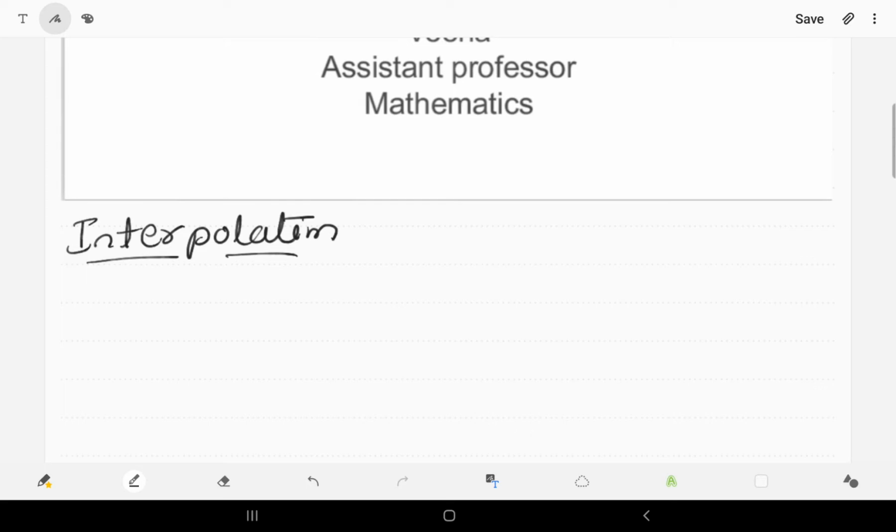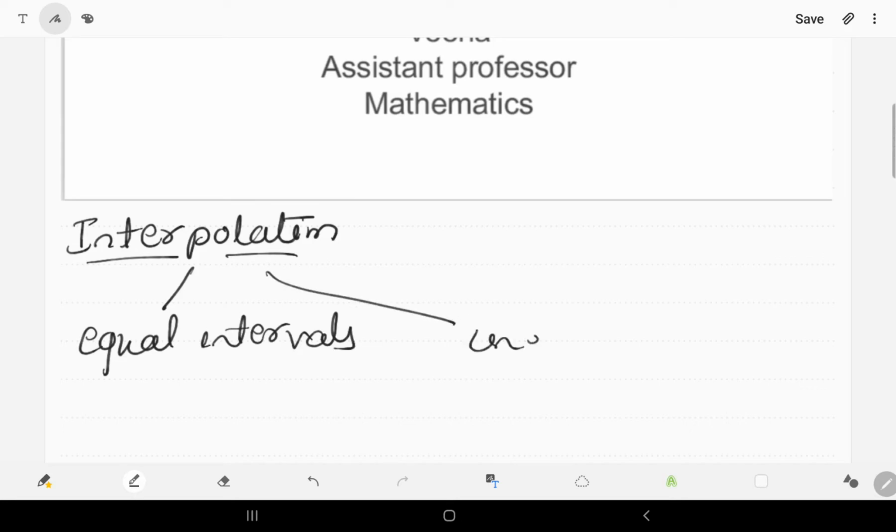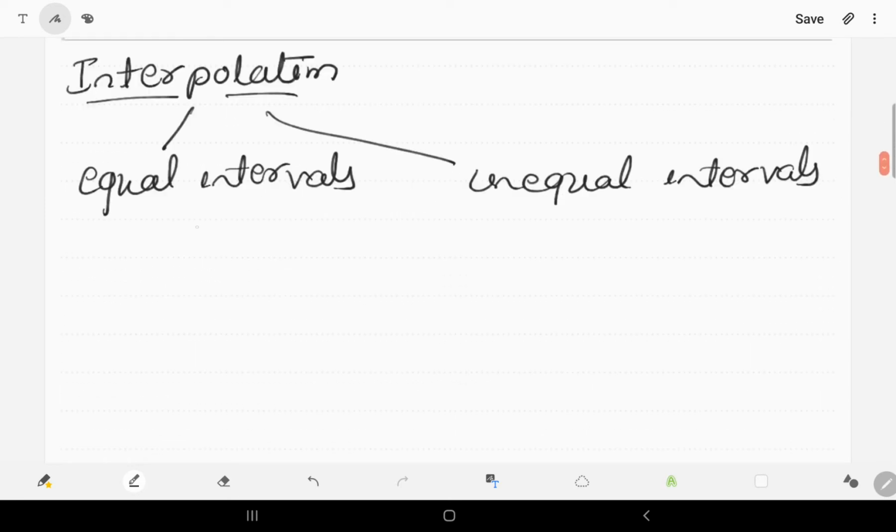In interpolation, there are two types. One is interpolation with equal intervals and interpolation with unequal intervals. And also, in interpolation with equal intervals, again there are two types. One is Newton's Gregory forward interpolation, and the other is Newton's Gregory backward interpolation.